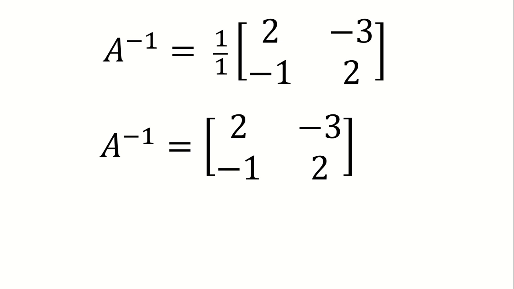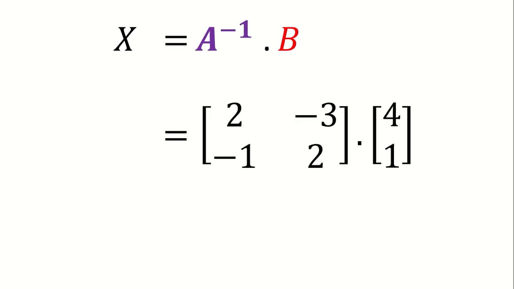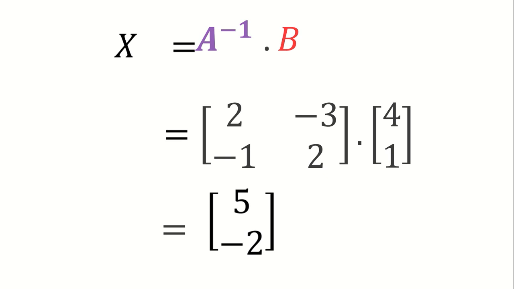All we need to do is multiply A inverse by B. So x is equal to A inverse times B, which is 2, minus 3, minus 1, and 2 dot 4 and 1. The way of multiplying these matrices is 2 times 4 plus minus 3 times 1 for the first member, and minus 1 times 4 plus 2 times 1 for the second member. This calculation gives 5 and minus 2. So x is equal to 5 and minus 2.